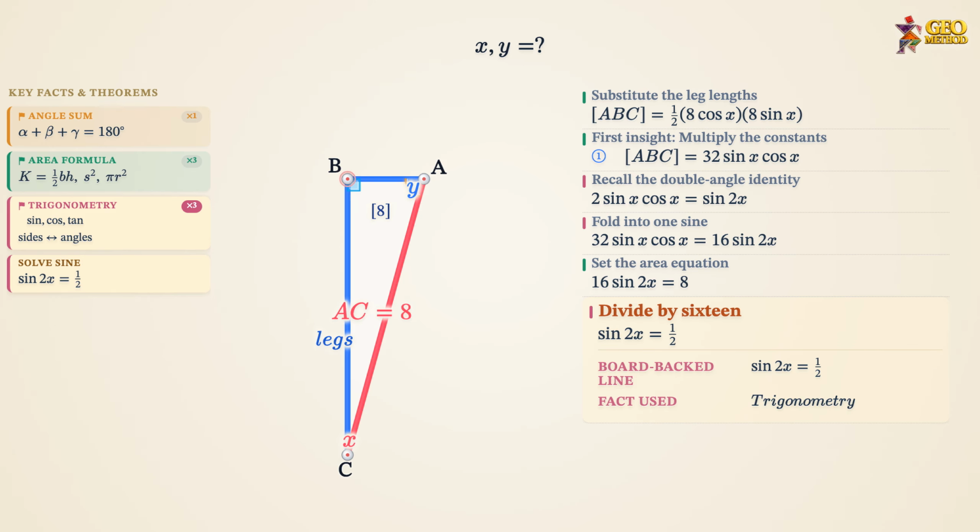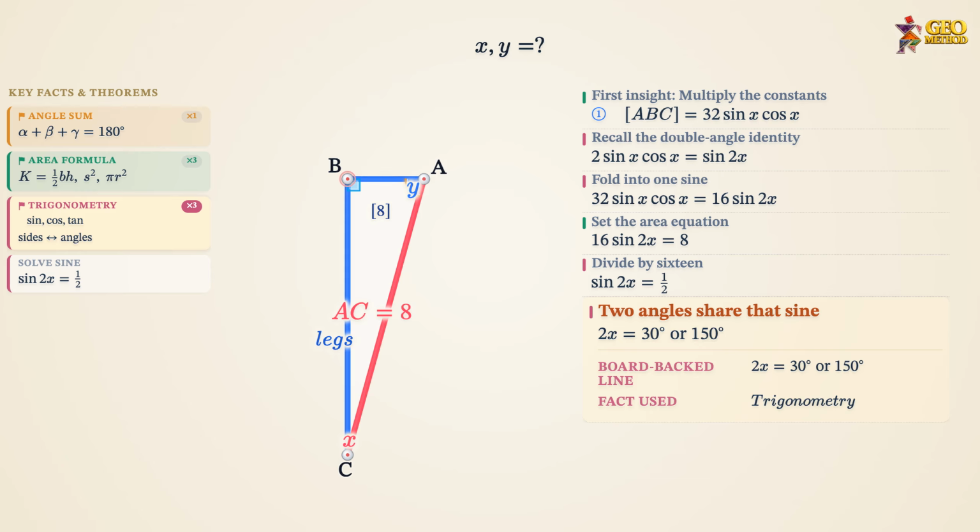Divide both sides by 16. Sine of 2x equals 1/2, a value we recognize at once. Between 0 and 180 degrees, sine equals 1/2 at two places, 30 degrees and 150 degrees. So 2x is one of those two.